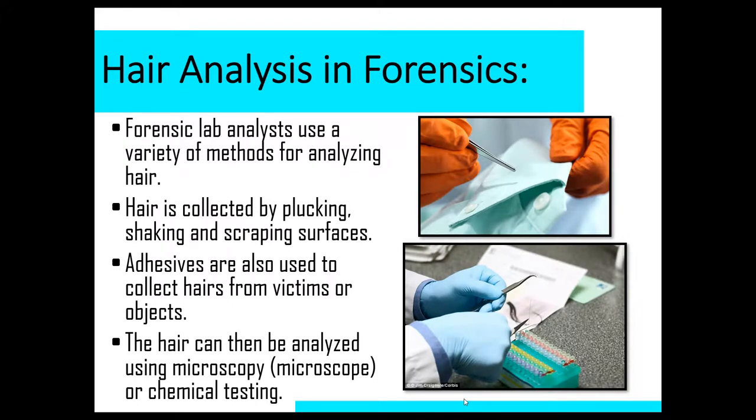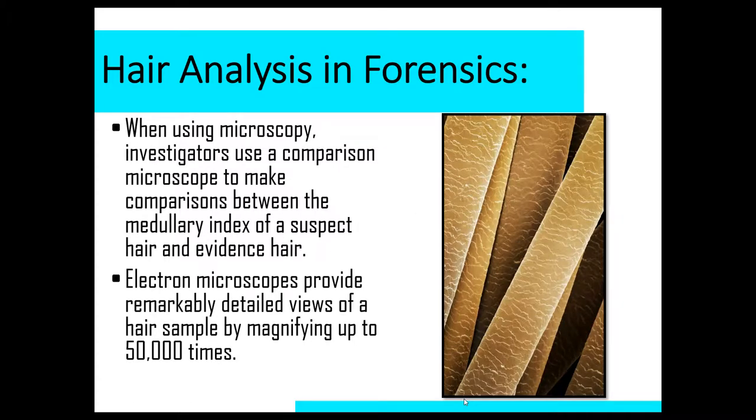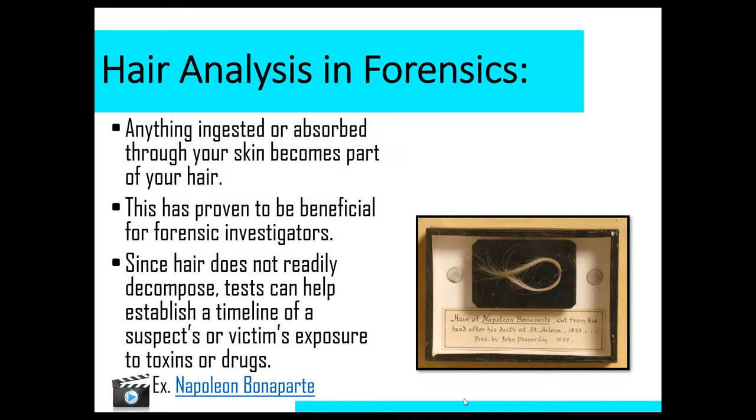So forensic lab analysts can use different methods for analyzing hair. We mentioned how they collect hair in a previous lesson, but remember hair is collected by plucking, shaking, scraping different surfaces. Investigators can also use adhesives to collect hairs from victims or other objects. And then the hair can be analyzed using a microscope. We can get those microscopic properties. And then sometimes chemical testing can be used to analyze hair. So the best microscope to use is an electron microscope because it can create very detailed images. An electron microscope can magnify a hair sample up to 50,000 times its original size, just super enlarged, and can really provide some great characteristics and properties of hair.